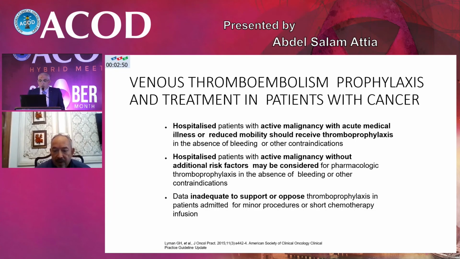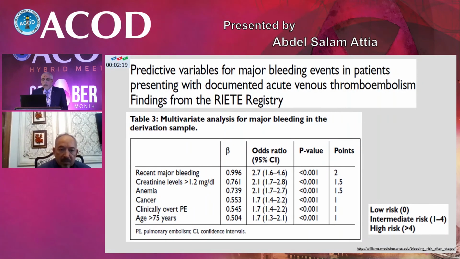So hospitalized patients with active malignancy with acute medical illness or reduced mobility should receive thromboprophylaxis in the absence of bleeding or other contraindication. Hospitalized patients with active malignancy without additional risk may be considered for pharmacologic thromboprophylaxis in the absence of bleeding or other contraindication. Data are inadequate to support or oppose thromboprophylaxis in patients admitted for minor procedure or short chemotherapy infusion.